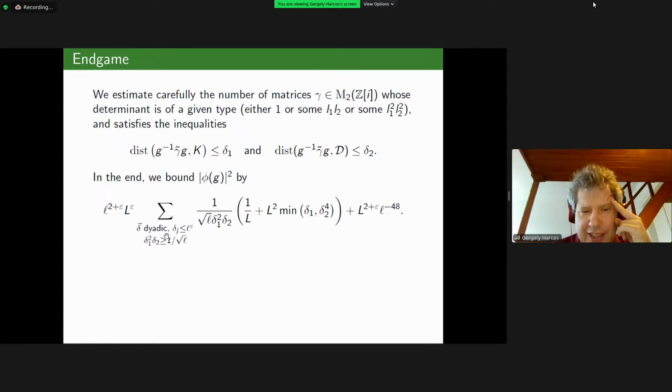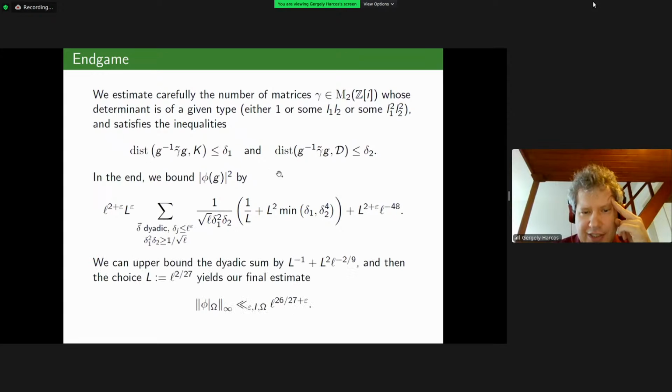Here we have dyadic ranges for the 2 kinds of distances, and it's not hard, at this point, to upper bound the dyadic sum by L inverse, 1 over L, the amplifier length, and L squared L to the minus 2 over 9. And so we win. The optimal choice is L to the 2 over 27, and that yields our final estimate.